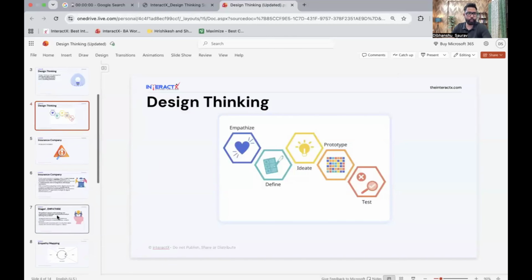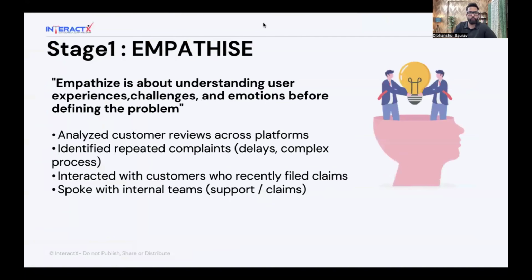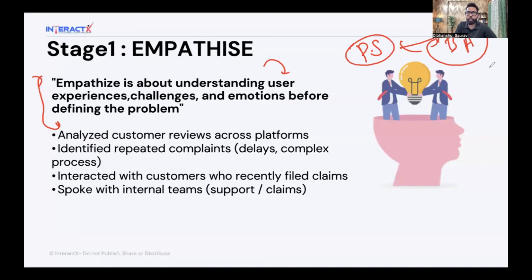So the very first step that you have is empathize. All of you, please pay attention. Important. Look at this. Step 1 says empathize is about understanding user experience, challenge, and emotion before defining the problem. For you to understand the problem as a business analyst, this is very important.